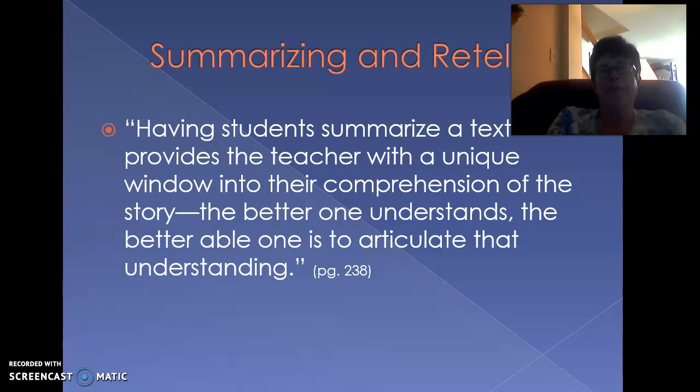And then you're going to have another one say, this person did this and this person did that. And then this happened. And then while this was happening, this happened. And because this happened, this happened. That gives you an idea of their thought processes and how deep they're thinking. The better one understands, the better one is able to articulate the understanding. It's not maybe that they don't understand if they're not summarizing deeply. It's that you haven't given them the scaffolding, the modeling, or whatever they need to really dig into that text.